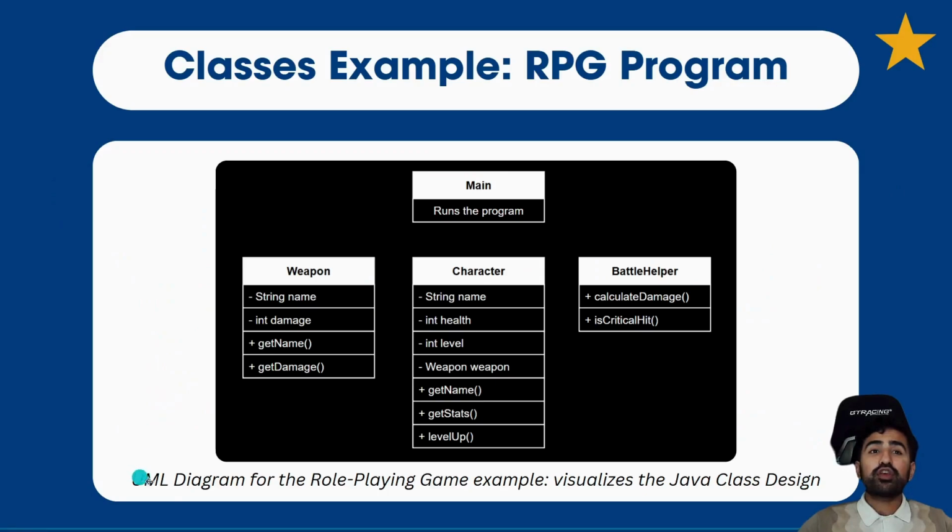All right, so here's a UML diagram for the role-playing game example. UML diagrams are real diagrams that programmers use to visualize a program's class design. So we have our main program here that just runs the program. That's where we'd have our main method. But instead of throwing all our code in the main, we'd actually separate it into different files. We'd have weapon.java, character.java, battlehelper.java.